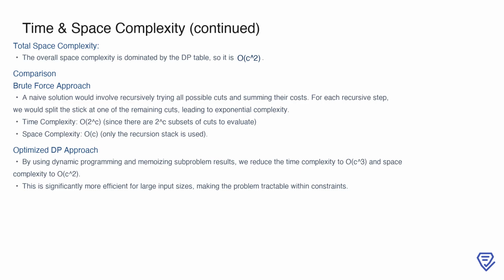Comparing this to a naive, brute force approach, the difference is significant. A brute force solution would involve recursively exploring all possible subsets of cuts and summing their costs. With C cuts, there are 2 to the power of C subsets to evaluate, leading to an exponential time complexity of O(2^C). The space complexity of the brute force approach, however, is O(C), as it only uses the recursion stack. In contrast, the optimized DP approach drastically reduces the time complexity to O(C cubed) and the space complexity to O(C squared), making it far more efficient for larger input sizes and practical for solving within the constraints.